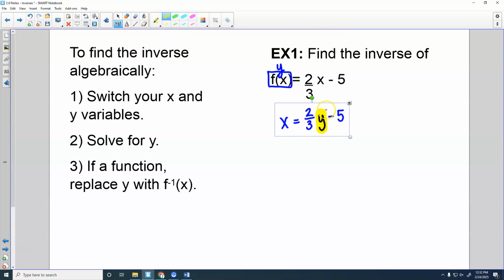You're going to solve this just like you'd solve a regular equation, but you won't get a number answer. You'll get another equation as your answer. The first thing we would need to do here is add the 5, and you can't add 5 to x because x is a variable and 5 is a number, so you just have to write it like this: x plus 5 equals 2/3 y.